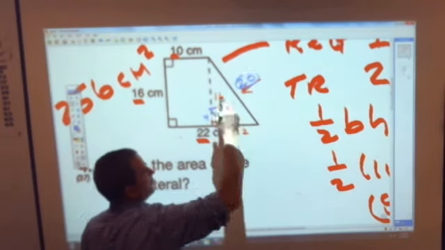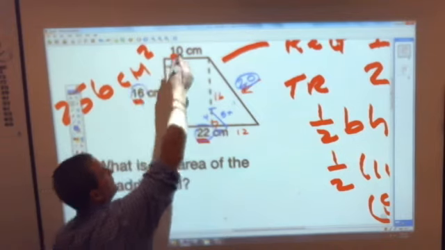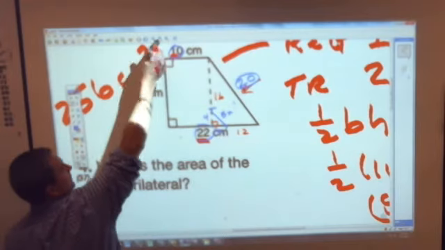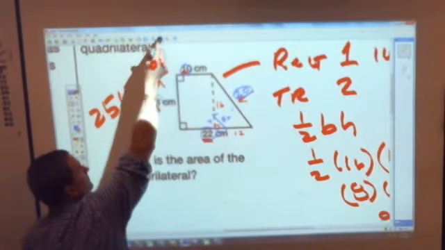So your perimeter is 20, 22, 16, and 10 all added together, which I think gives you 60 something, 63 or something of that nature.